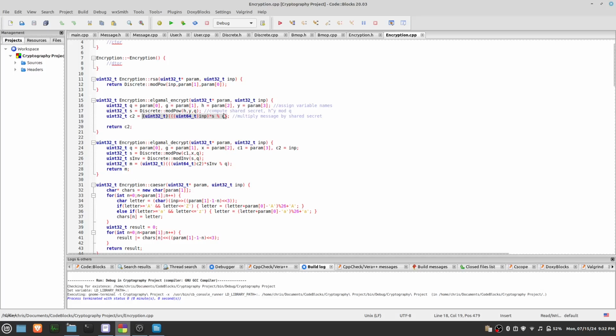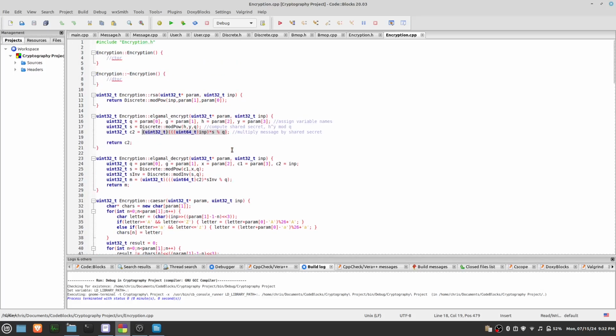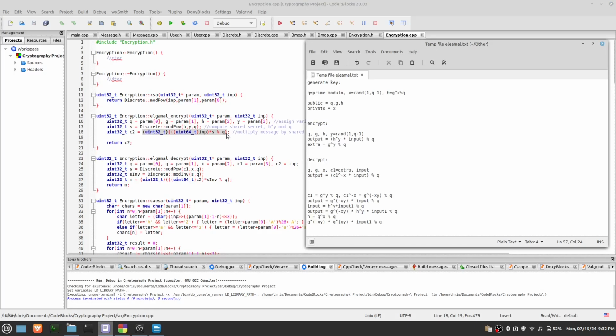I guess I just forgot to do that. Keeping my code WET, I guess. But anyways, let's see. So you multiply by that and then return that.